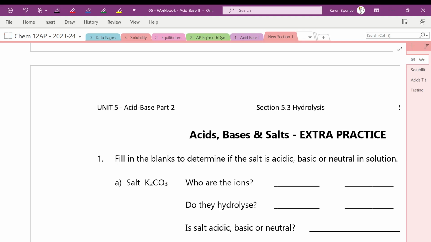I was showing cation is positive. And when you plus, you add stuff together. Add starts with A and so does acidic, right? And then anion is negative. And when you subtract stuff, subtract has B and that's basic.